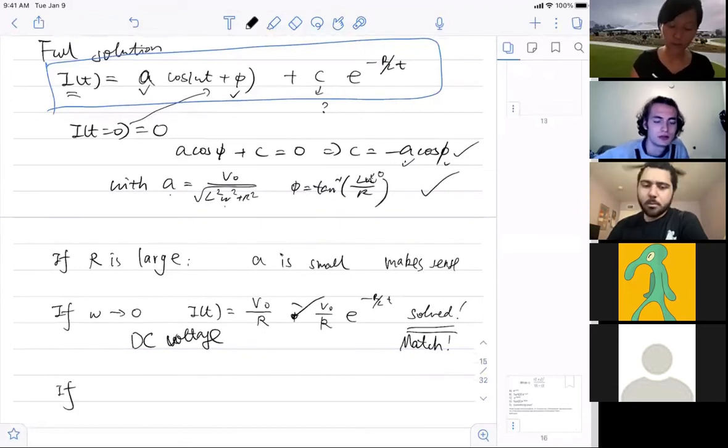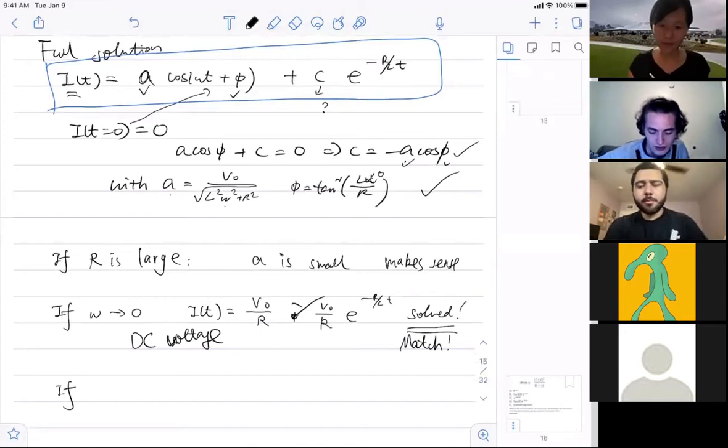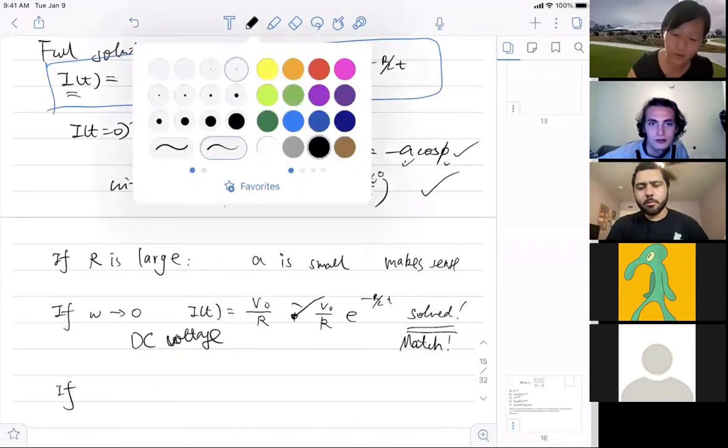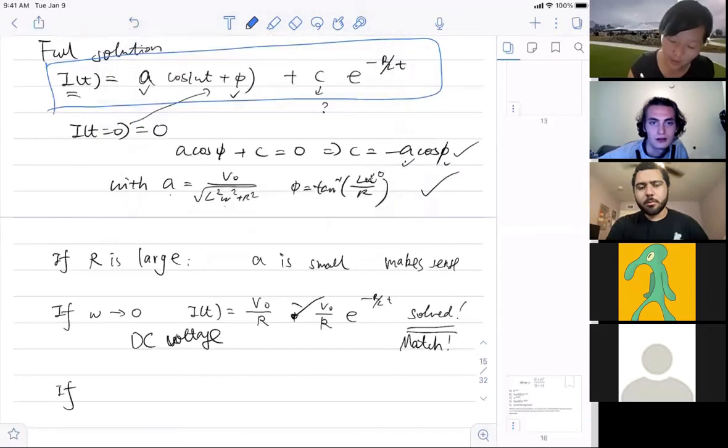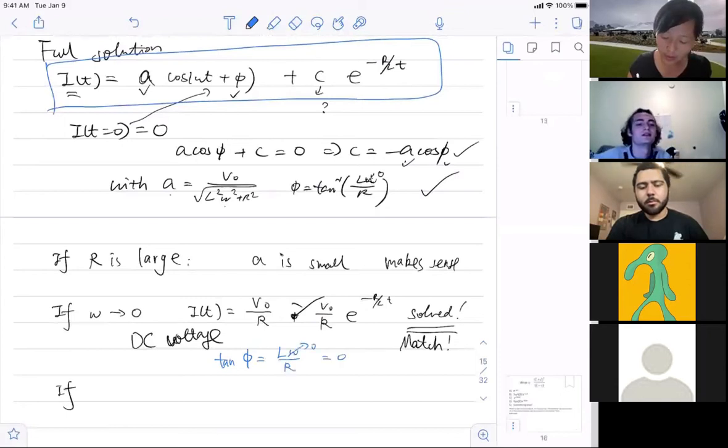Could you explain again why when omega goes to 0, phi goes to 0 as well? Oh, you say phi goes to 0? Yes, phi, because tangent of phi is omega L over R, and when omega is 0, this is 0. Yes.